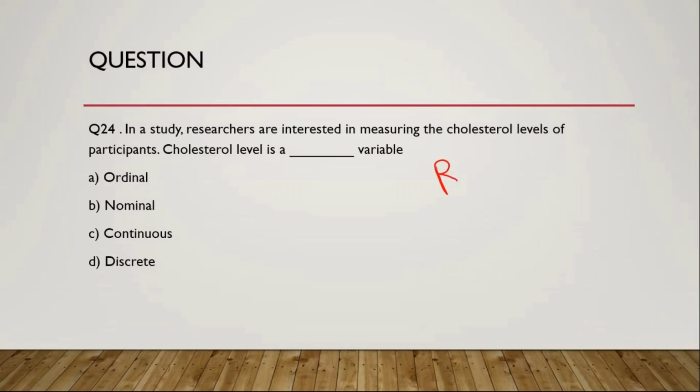Now next question. In a study, researchers are interested in measuring the cholesterol level of participants. So cholesterol level is the dash variable. Ordinal variable, nominal variable, continuous variable or discrete variable. So what type of variable is cholesterol level? Continuous. Yes, it is a continuous variable.